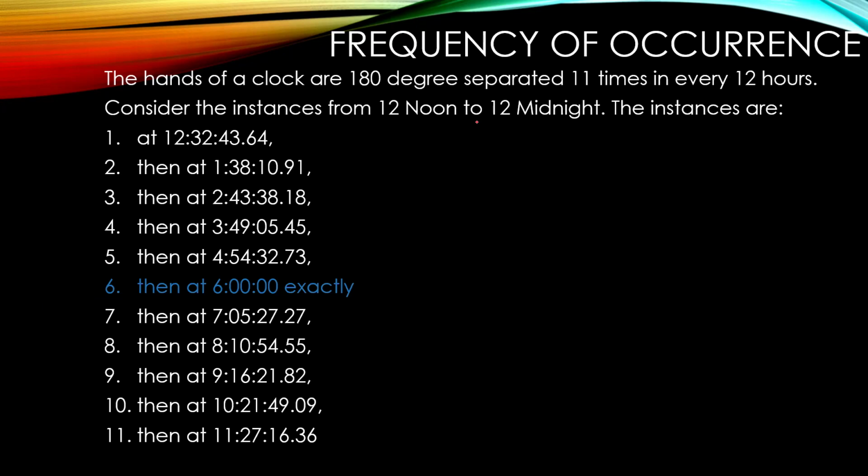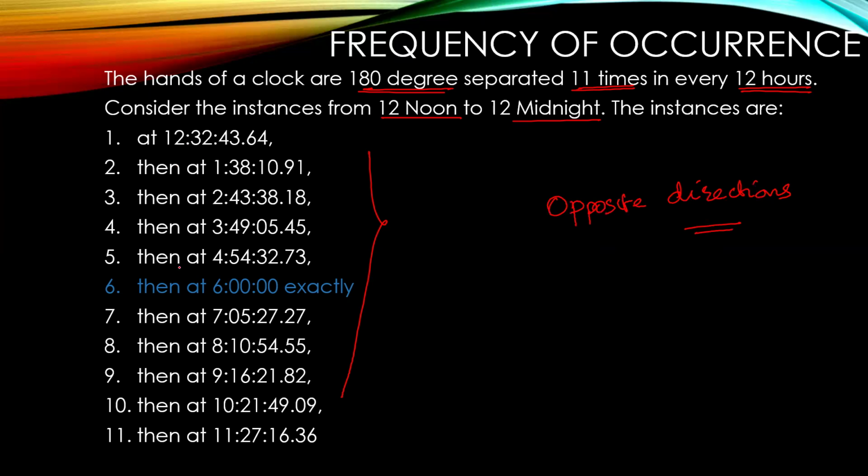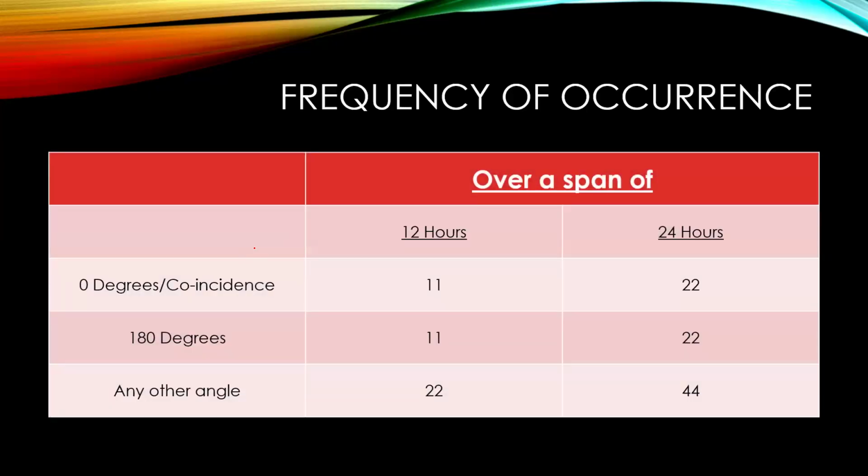In the same way, the hour hand and minute hand of a clock are 180 degrees separated 11 times in every 12 hours, considering from 12 noon to 12 midnight. Altogether in 11 instances, as you can see, the hour hand and minute hand are 180 degrees separated from each other. 180 degree separation means the needles will be pointing in opposite directions. So please be aware of these instances where the hands of the clock face opposite directions. You should study this table, whatever values are presented in it, by heart for solving questions that deal with calculating the frequency of occurrences of certain scenarios over a span of 12 hours.